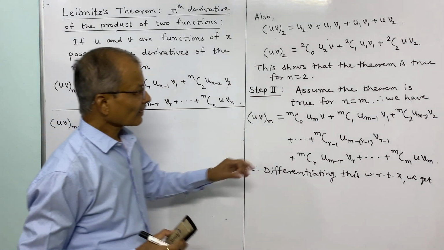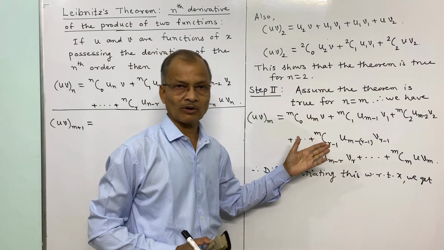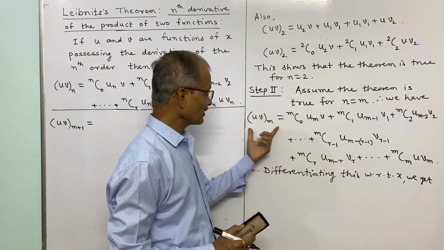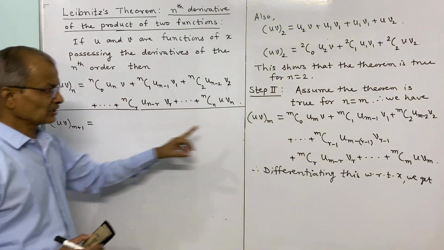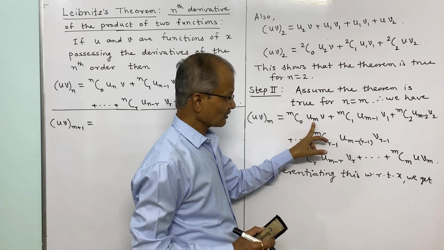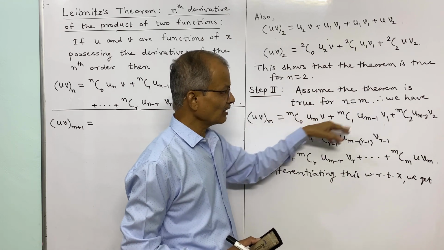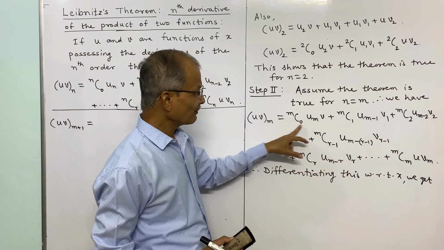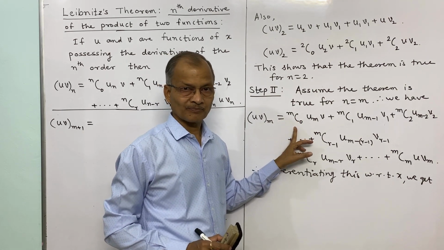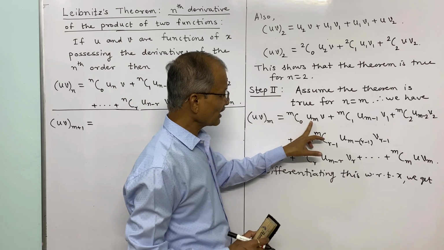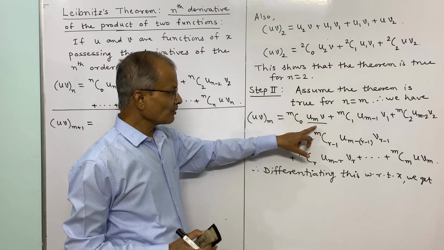On the right side, there are different terms and we have to differentiate each term by using the rule of differentiation. On the left side we have written only the next order derivative. Now the derivative of the first term plus the derivative of the second term plus the derivative of the third term and so on. We have to differentiate each term on the right side. While differentiating the first term, you see m choose 0 is a constant and it remains the same. We have to differentiate this product u_m into v once using the product rule.